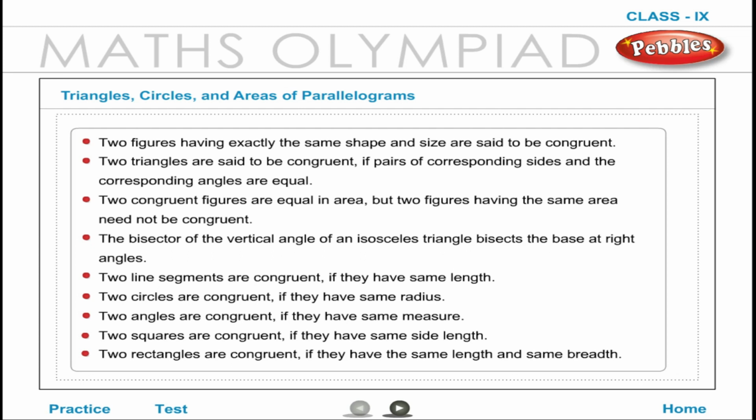Two circles are congruent if they have the same radius. Two angles are congruent if they have the same measure. Two squares are congruent if they have the same side length. Two rectangles are congruent if they have the same length and same breadth.